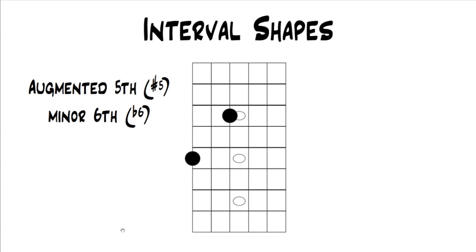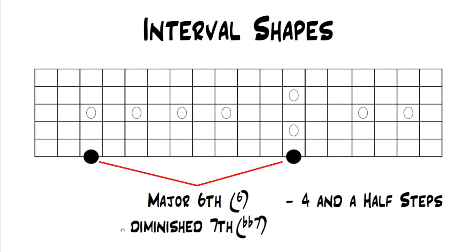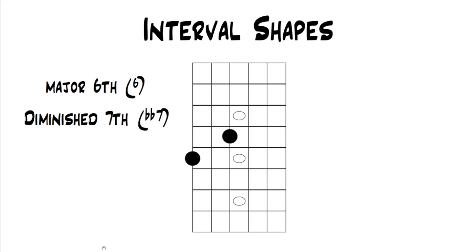And that's why I was saying earlier, these are the common shapes. There's more than one way to play a lot of these, but you get into more difficult stretches. The next interval is a major sixth, which is a 6, or can also be a diminished seventh in certain situations, which would be a double flat 7, and that's 4.5 steps. That would look like this.